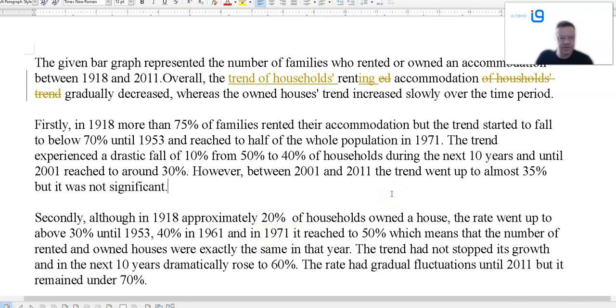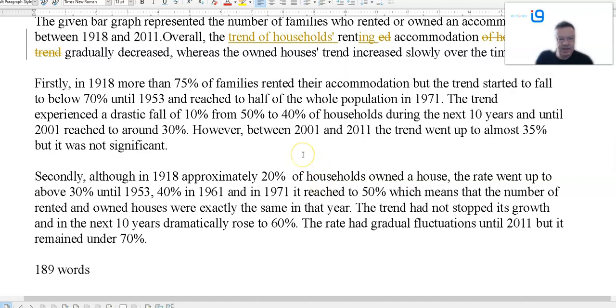Trend went up to 50%, but it was not significant. Secondly, in 1918, well, there's no firstly and secondly. You use those when you're writing an essay and you want to make a couple of points. There's no firstly or secondly here. It's two separate bits of information. The rate went up to about the exactly the same in that year. Okay, that's good. A comparison.